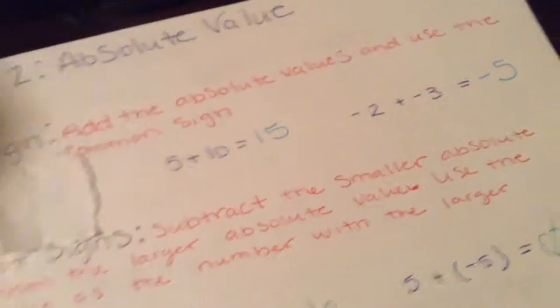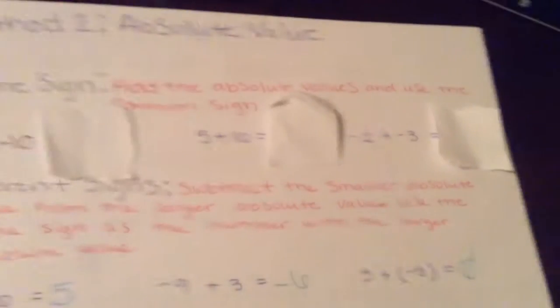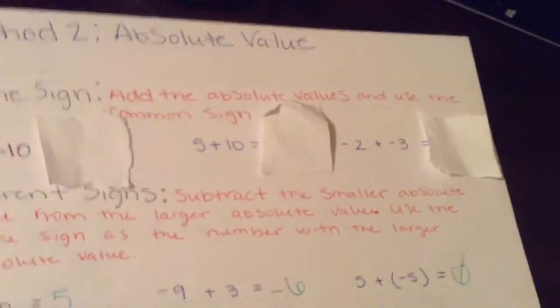Our method 2, we don't want to look at the answers there yet. Give us a few minutes to think about the problems. Method 2 is absolute value. Same sign, add the absolute values and use the common sign. Okay, so let's look at the problem and see what that means.